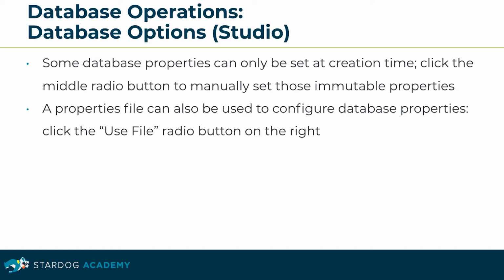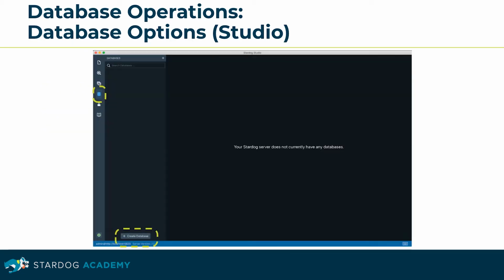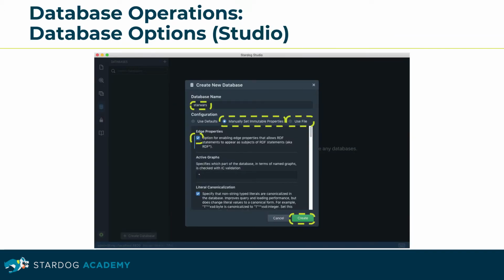Some database options or properties can only be set at creation time. These properties are known as immutable properties. In Studio, as before, click the blue database icon, then click the Create Database button. In the window that appears, type in the name of the database to be created, then click the middle radio button to manually set those immutable properties below.